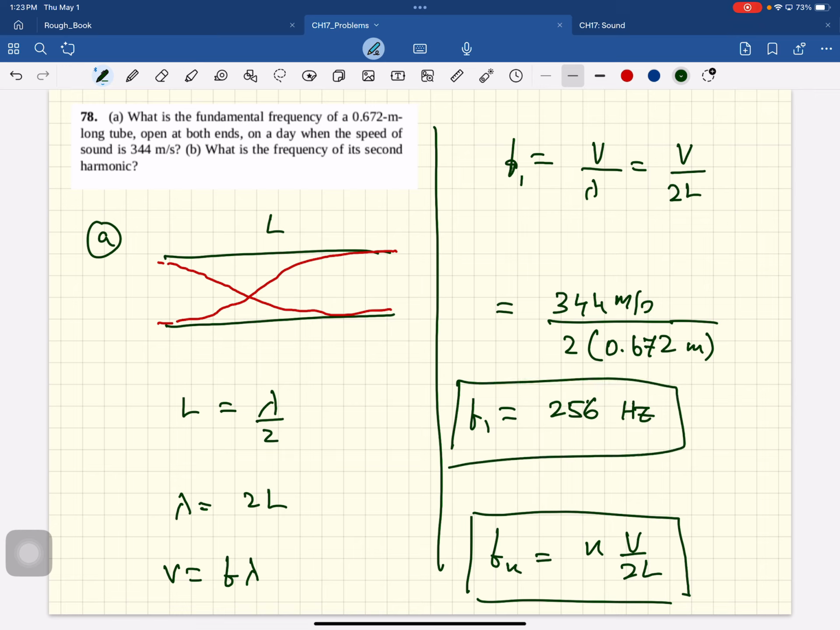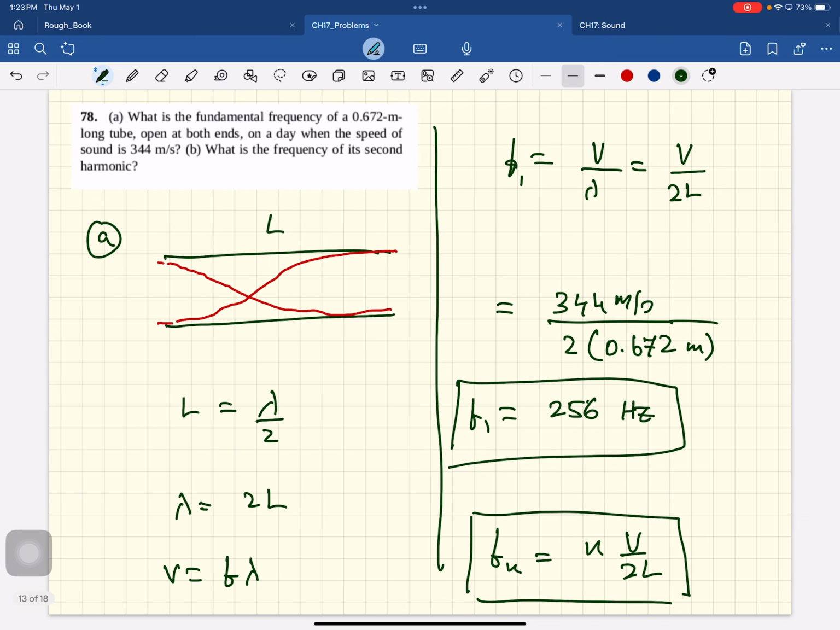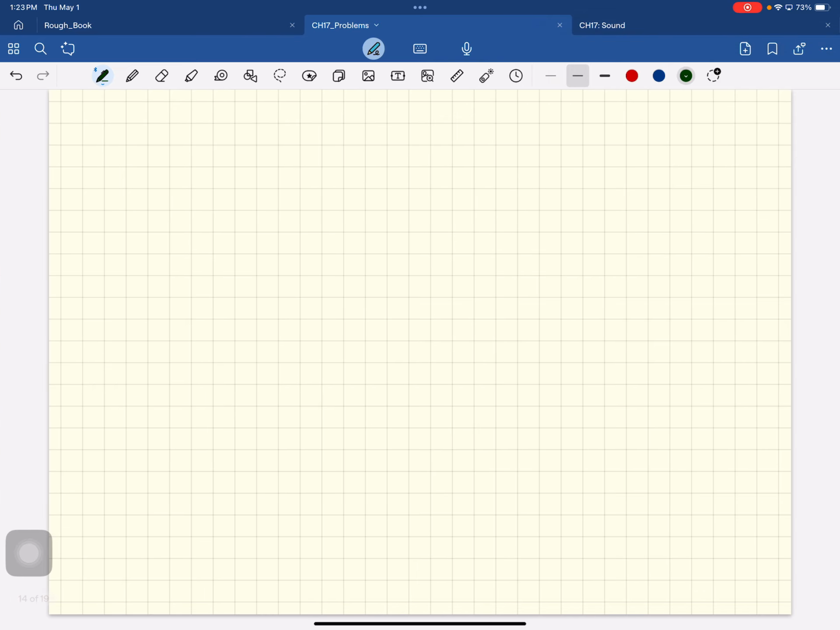What is the frequency of the second harmonic? 512. Yeah, so double it.